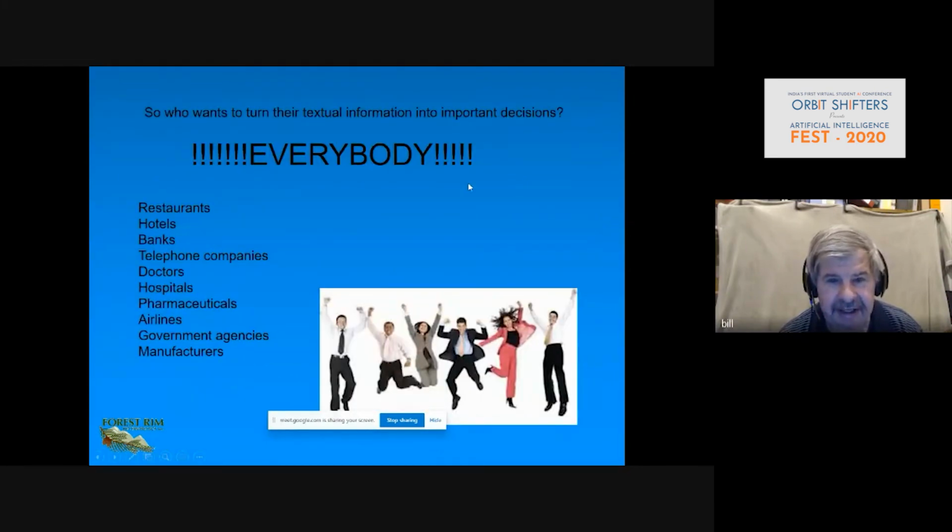So who needs to start to be looking at text? And who needs to start to use data science? And again, when the data scientist turns into a worker in the corporation, I hate to tell you this, you go from being a data scientist to a data garbage person. And when it comes to textual information, there is technology today that allows you to not become that garbage person. And who needs this kind of information? Well, the answer is everybody needs this information. Restaurants, hotels, banks, telephone companies, doctors, hospitals, pharmaceuticals, airlines, government agencies, manufacturers, and if there's anybody else that's missed, I'm sorry, but every person out there in the world needs this kind of information.